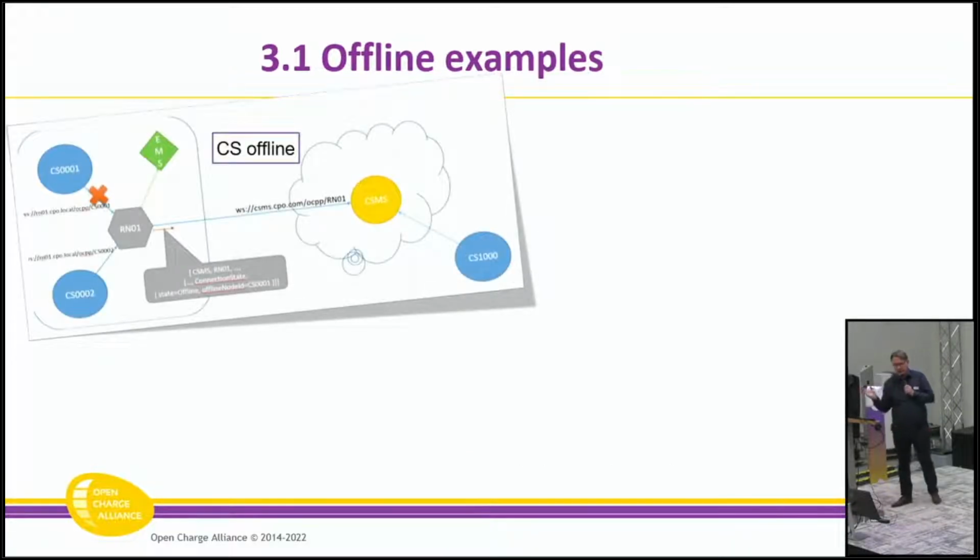So there are different offline possibilities. Here you see that the red cross is the connection that has been lost that causes the offline situation. Here the charging station is offline, has lost its connection with its controller node. And then the controller node can send a connection state message to CSMS to tell it this station is offline.